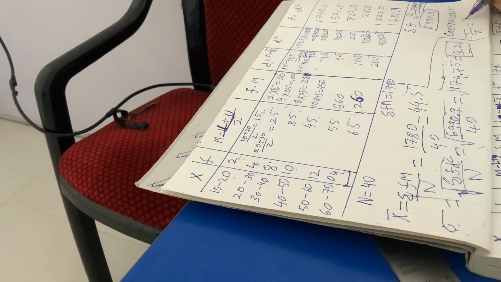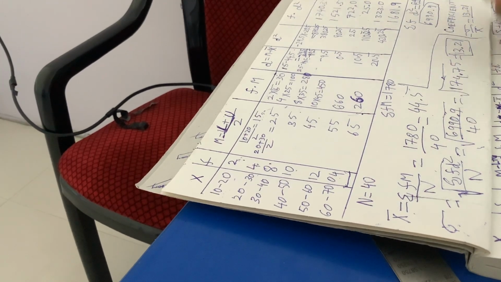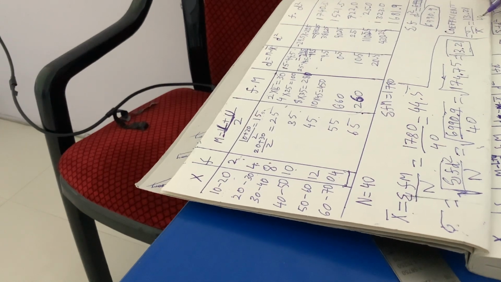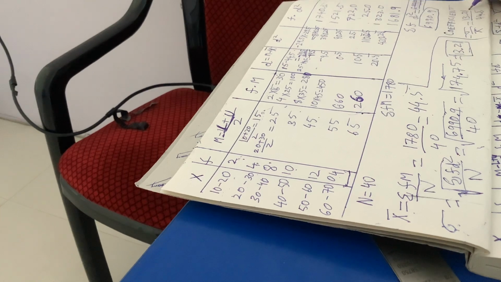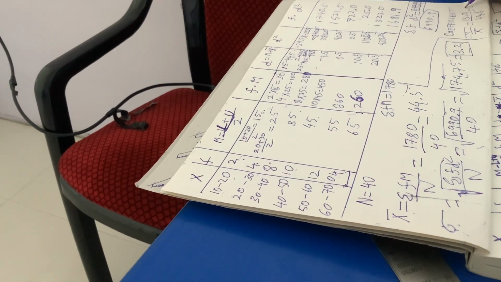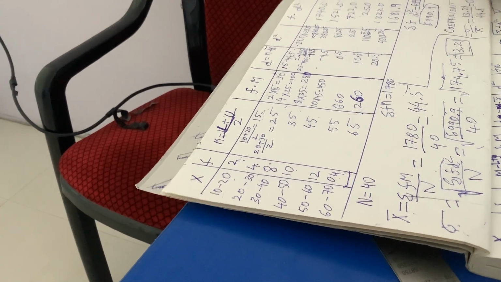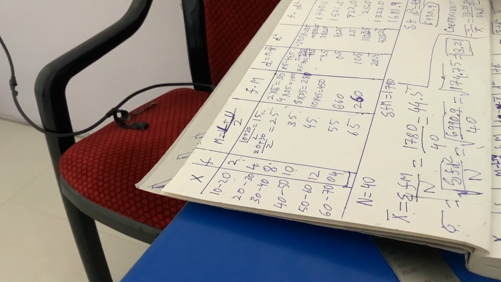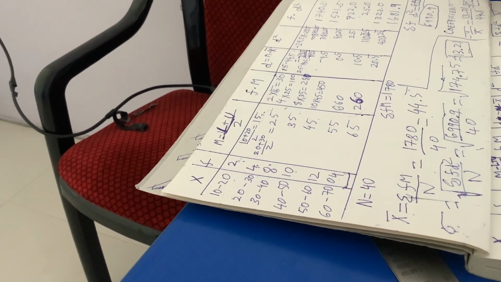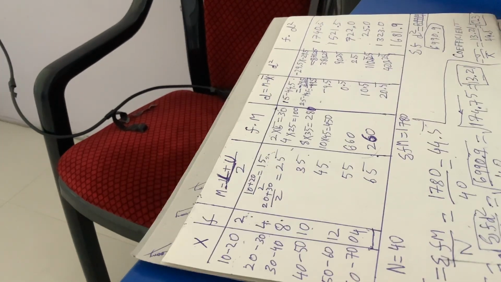So 13.21 divided by the mean 44.5. This gives me the value 0.297 or 0.3. That is 30%. 30% covariance. You can give in percentage, I will just leave it in decimal here. Last step, so 0.3. Okay.